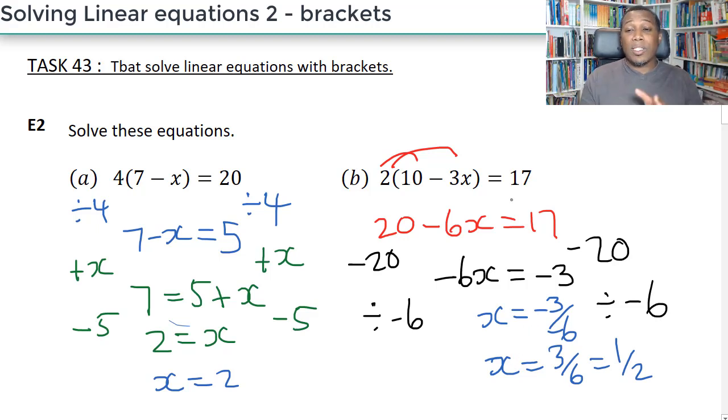And let's see if it works. If x is a half, then what do we have? We have 3x, which is 3 times a half, 3 over 2, which is 1.5. And then I have to do 10 take away 1.5, and that's giving me 8.5. And if I double 8.5, 2 times 8.5, I get 17, so it's working.